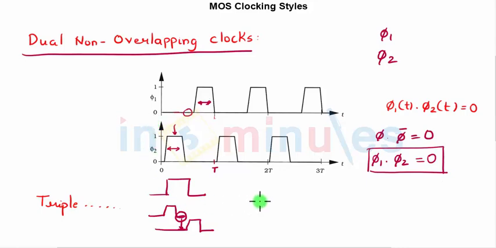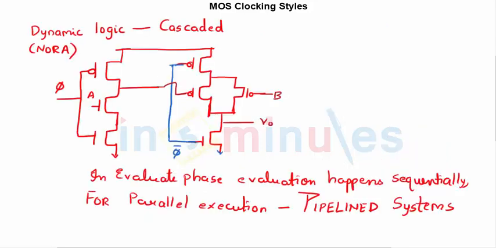Similarly, we can go ahead and have triple non-overlapping clocks like this, where you have phi 1, phi 2, phi 3, with the overlap of all three equal to 0, meaning no part of it would overlap. Similarly, we can do different styles as well. Let's go ahead and see.